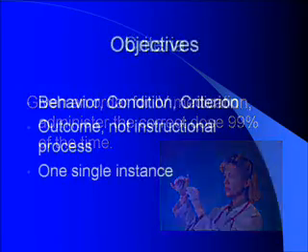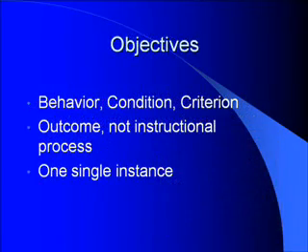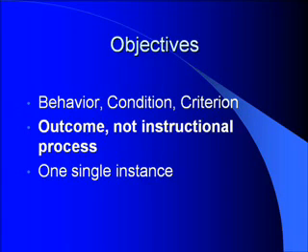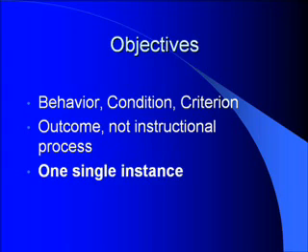On that note, let's wrap up what we have talked about concerning objectives. First, the objective statement should have 3 components: behavior, condition, and criterion. The objective must focus on the outcome, that is, the actual performance, not the process of instruction. And finally, remember when writing an objective, you should refer to one single instance of the behavior.